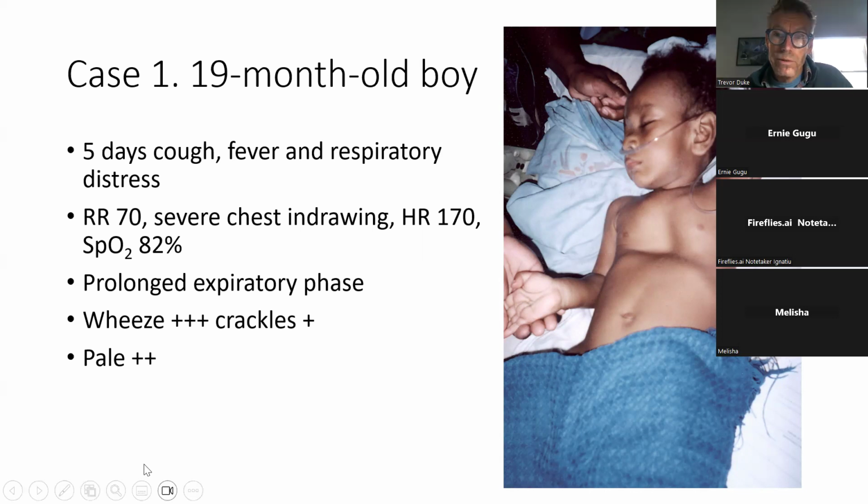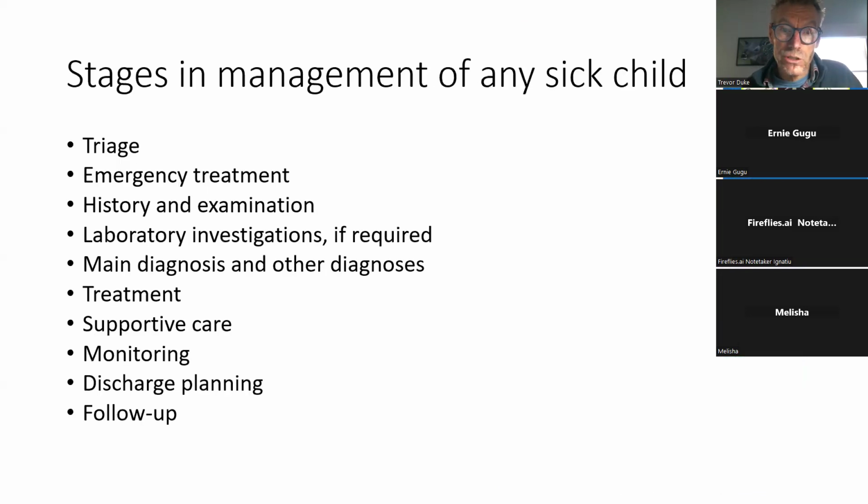So already we've got an idea that he's got severe respiratory distress, so you might say severe pneumonia clinically, but he's got a prolonged expiratory phase and lots of wheeze and is very pale. So again, this child has clear emergency signs, which puts this child in the triage emergency category. Remember, we said we should go back to basics all the time, about how to look after any sick child.